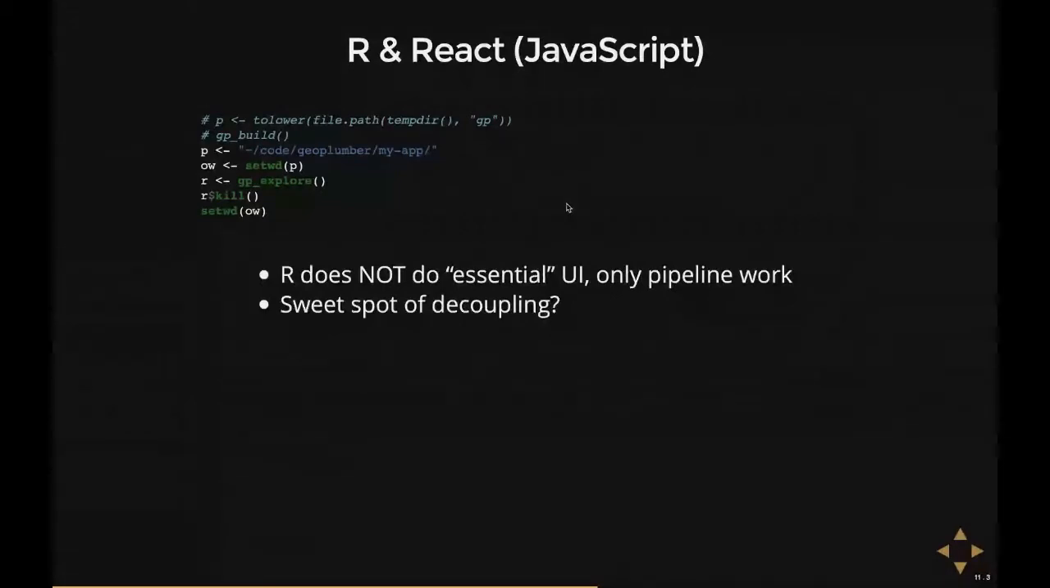R does not do the essential UI. R does what it does best, and should be, at the moment, the pipeline work, for example, for the web application. And then I think that is the sweet spot of decoupling. So the right image I got from, again, Alex's Shiny presentation yesterday. The left is a piece of code from the GeoPlumber package, which is still not on CRAN, but should be.